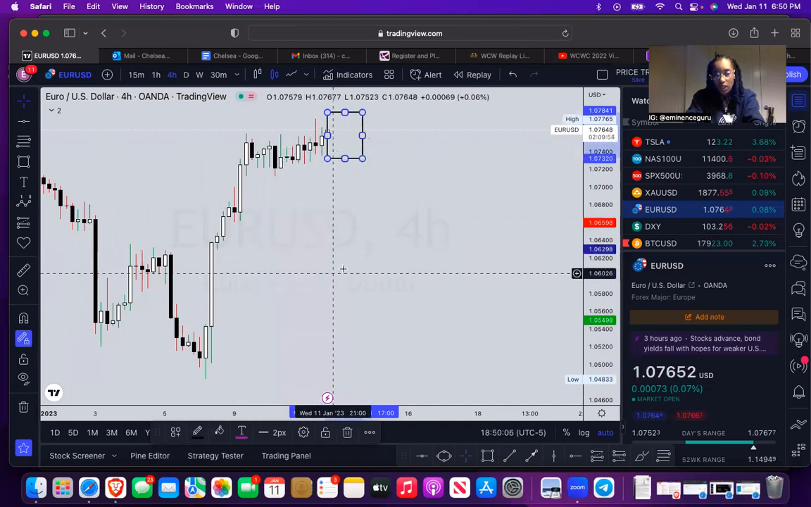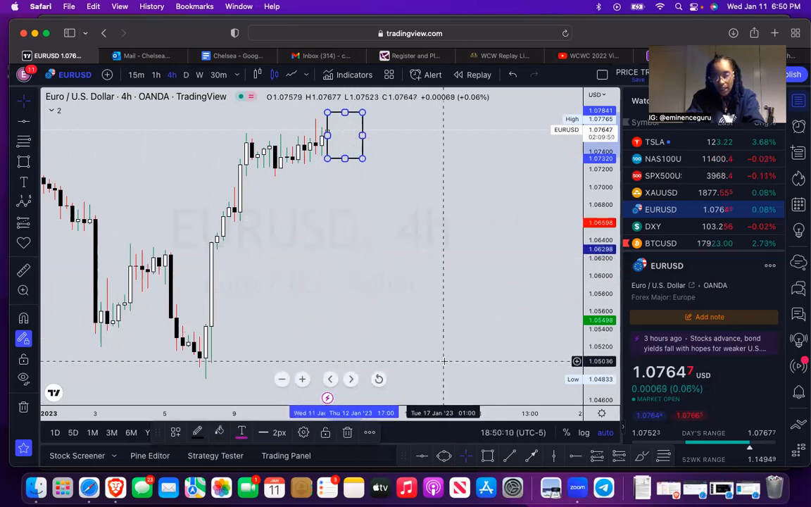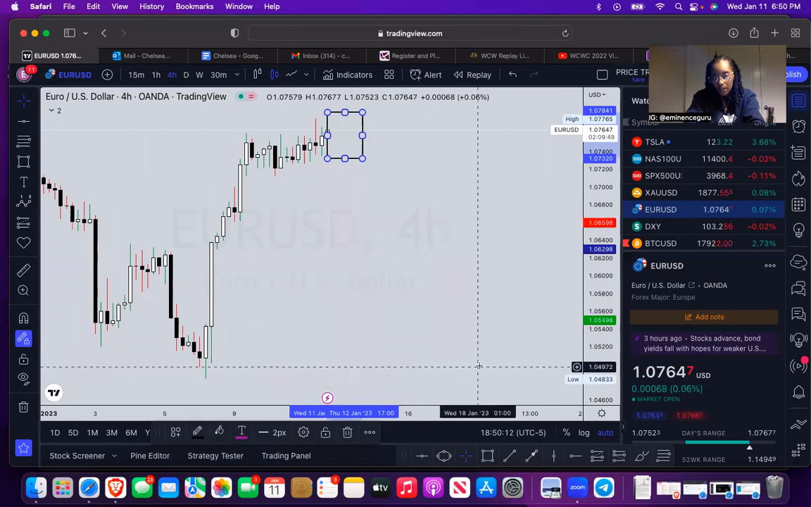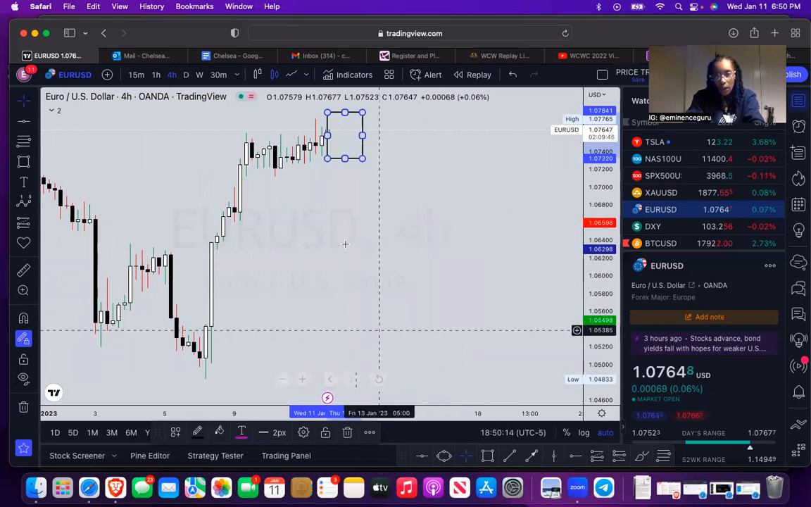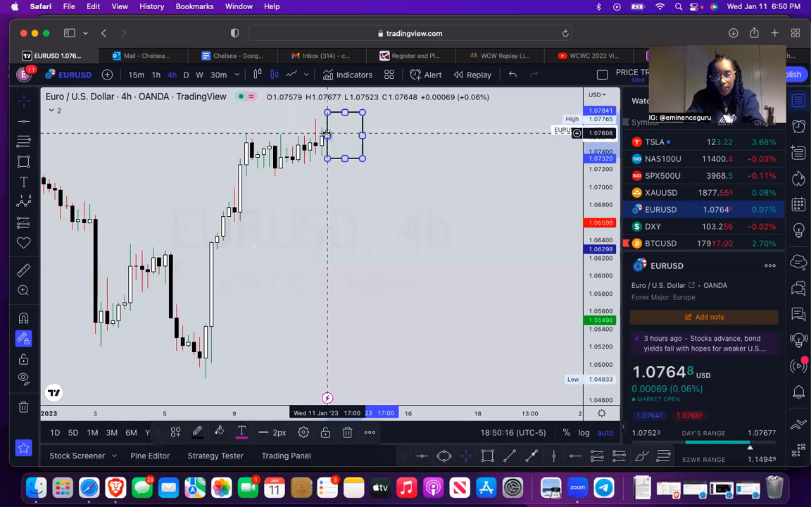If you look, you see this crosshair, one going horizontal, one going vertical. Look at the bottom right here and you see the timestamp. If I put my crosshair over this candle, it says that candle started forming today, Wednesday, January 11th at 5 p.m. It started to form for the day.